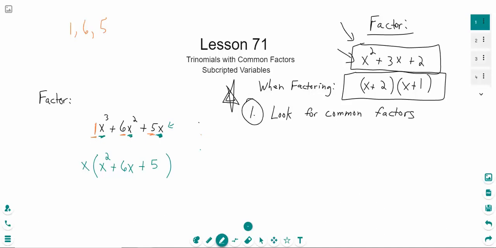So we pulled out an x. That is what I mean by this step number 1. We just did step number 1. Okay? We found a common factor among all the terms, and we pulled it out. Okay? Now, once we've done that, we can look at what's left over and see if there are any other tools in our tool bag that we can use to factor this.